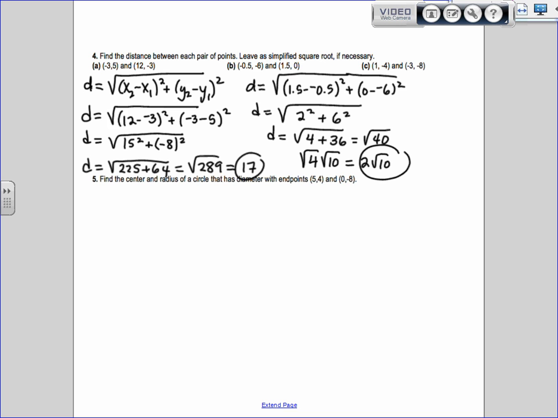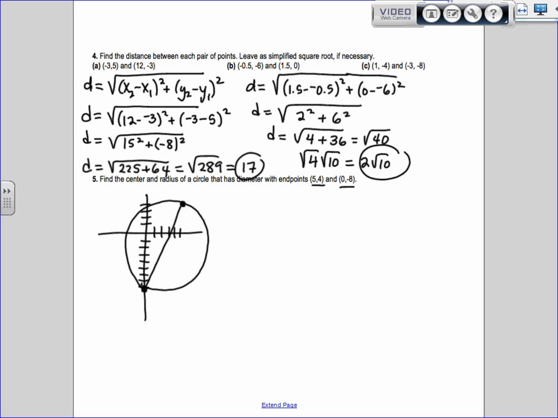All right, number 5. So find the center and radius of a circle that has diameter with endpoints 5, 4, and 0, negative 8. So some of you are very visual. If you need to see a picture, that's fine. But here's what's happening. So you have 5, 4. And then you have 0, negative 8. 1, 2, 3, 4, 5, 6, 7, 8. Okay, and that's the diameter of the circle. Okay, so we have some kind of circle. That's terrible. It's like a terrible circle. All right. So some kind of circle connecting here. Not much better.